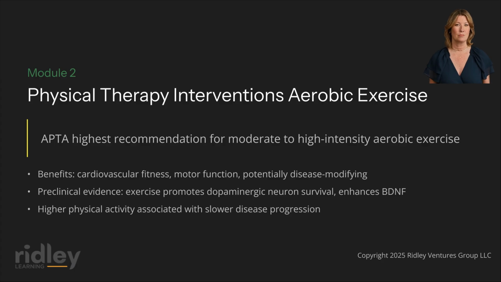Now we transition to Module 2, which focuses on physical therapy interventions across the disease continuum. Aerobic exercise represents a fundamental component of physical therapy management in Parkinson's disease, with robust evidence supporting its efficacy in improving cardiovascular fitness, motor function, and potentially modifying disease progression. The American Physical Therapy Association provides the highest level of recommendation for implementing moderate to high-intensity aerobic exercise, indicating strong evidence of benefit across multiple outcome domains.